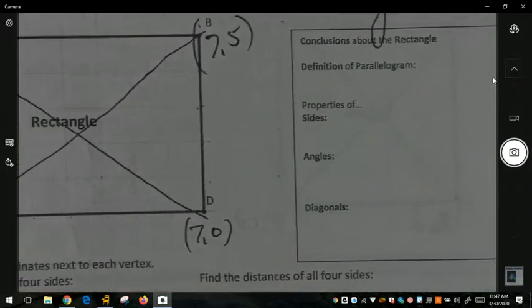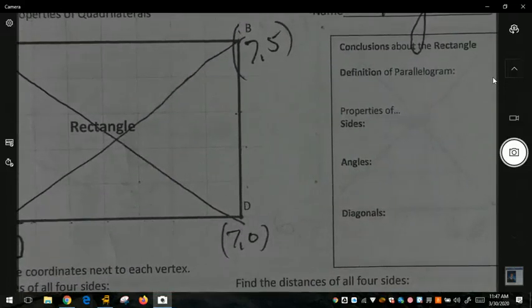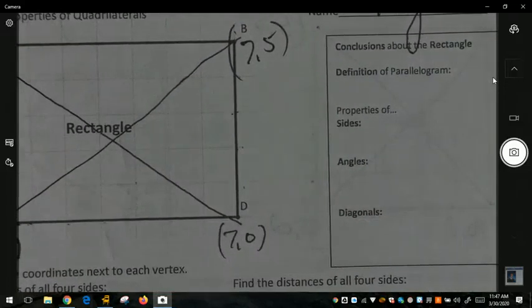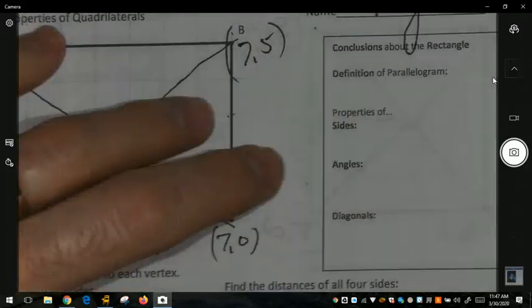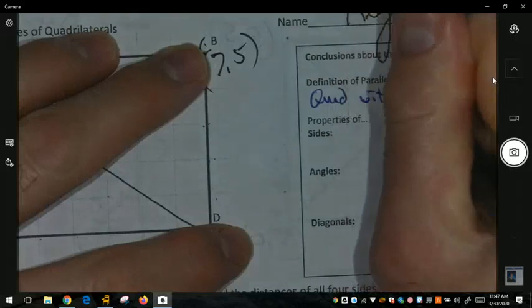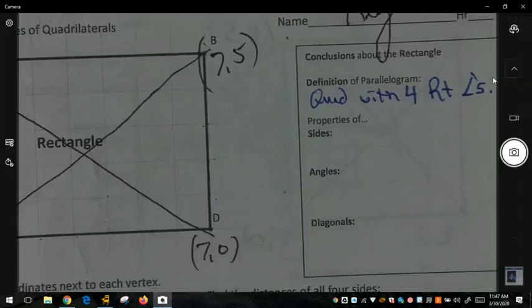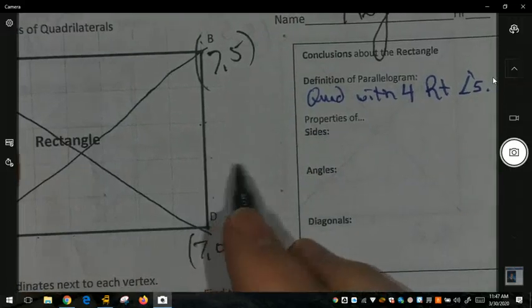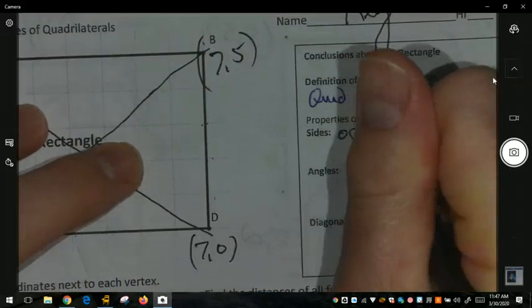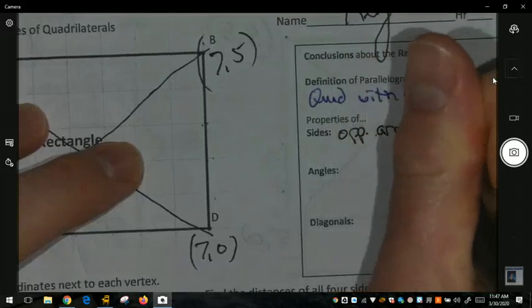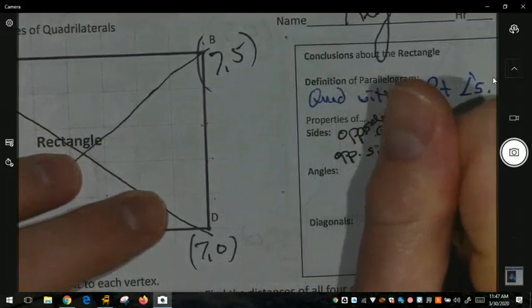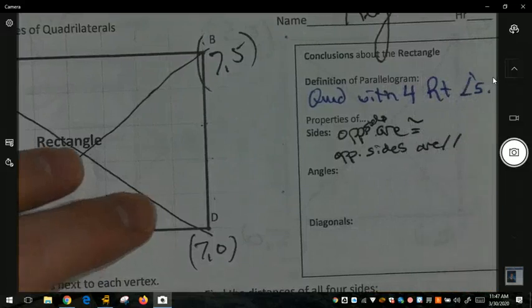Our next shape was the rectangle, and yes, you learned about this in kindergarten, so you knew all about the rectangle already, but its definition is actually a quadrilateral with 4 right angles. A quadrilateral with 4 right angles. Well, it's true that its opposite sides are congruent. That's one of its properties, and that its opposite sides are parallel, or 2 sets of parallel sides.